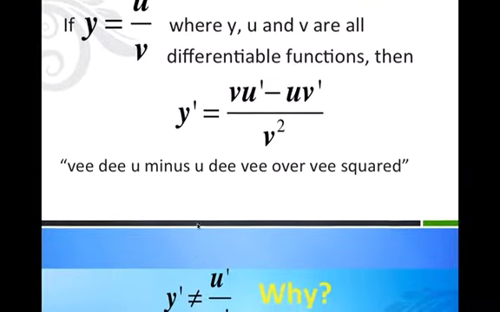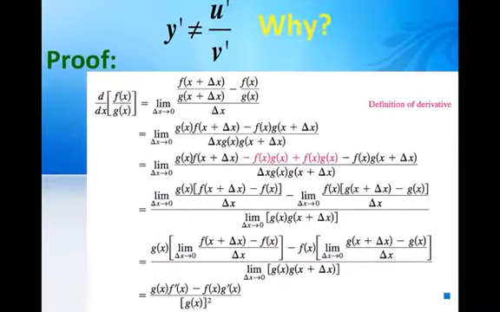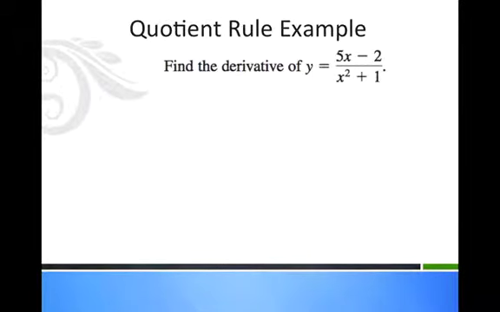Okay, so let's try an application. Well, first, let's also show that, again, it's not true that it's just the derivative of the top over the derivative of the bottom. It would be nice if that were true, but it's not. Here is why, again, from Ron Larson's book. And so there's the derivation if you care to go through it. Now try this example problem. Go ahead and press pause.